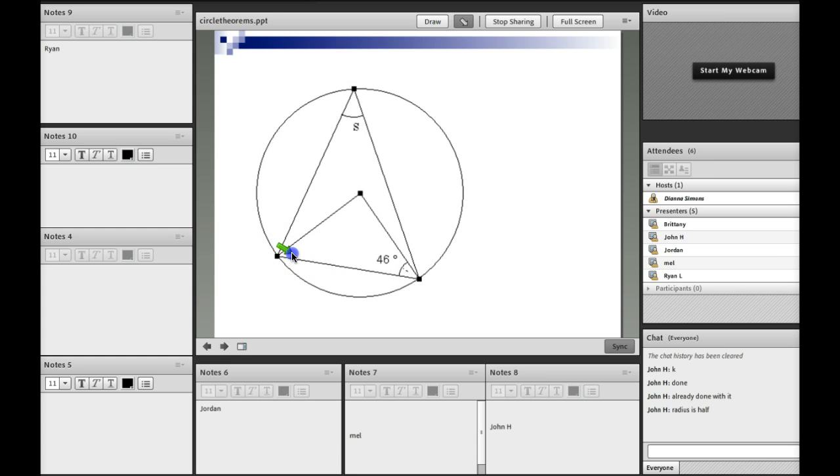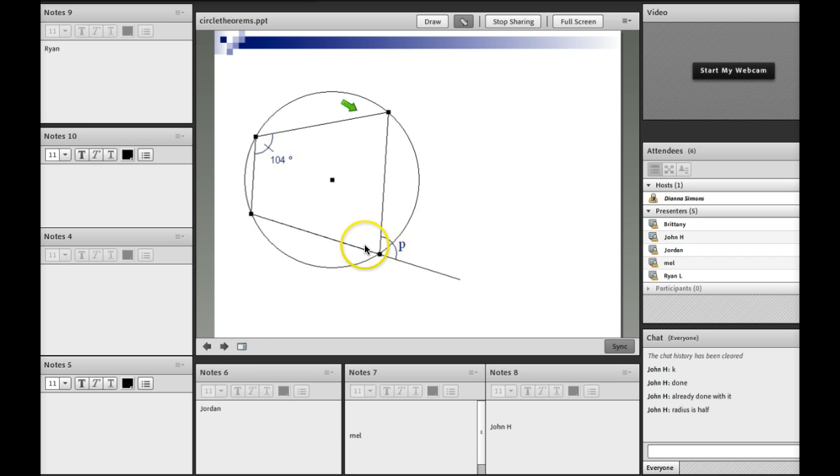What's this angle down here? 46. So what's this angle up here? 180 minus 92. 88. Okay, so if this is 88, what's this? Say again? 44. Okay? Kind of like a big puzzle, right? We love puzzles.